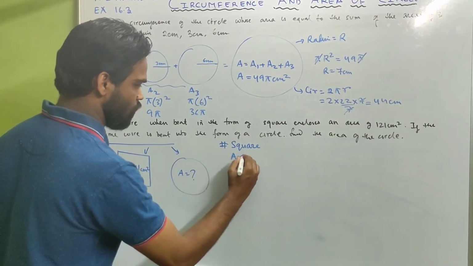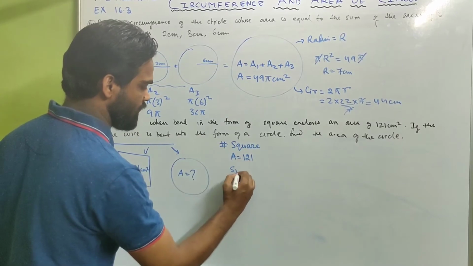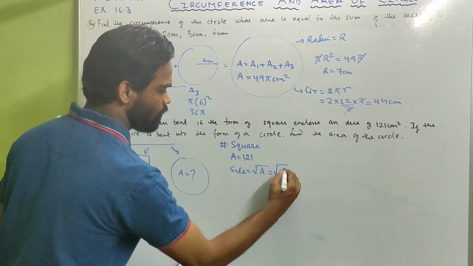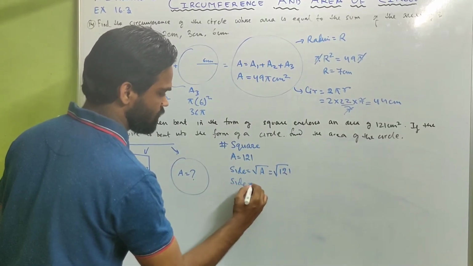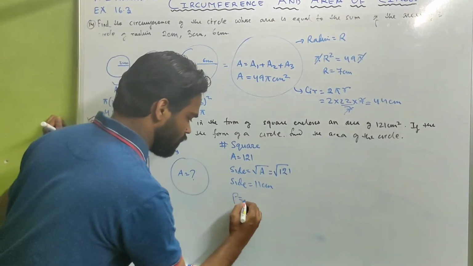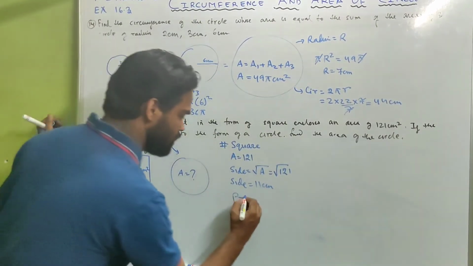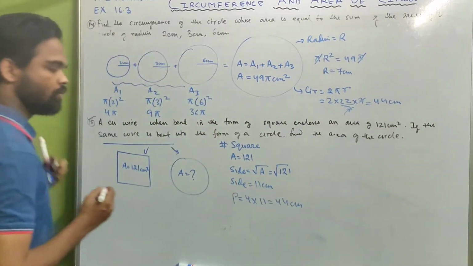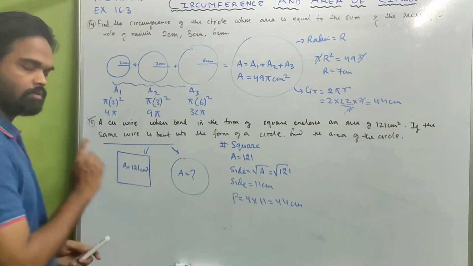Area is given as 121. So side, we know, is the root of area. So root of 121, so side is 11 centimeter. So the perimeter of the square is 4 into side. That's 44 centimeter. So we got the perimeter of the square.